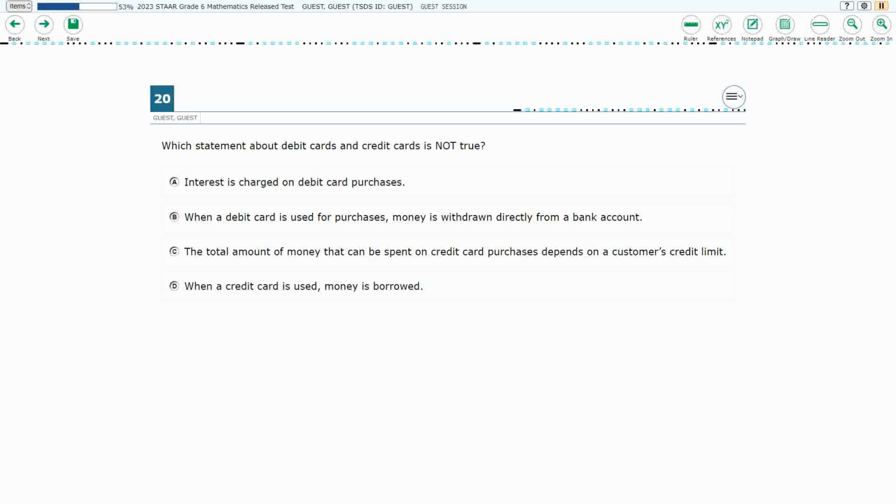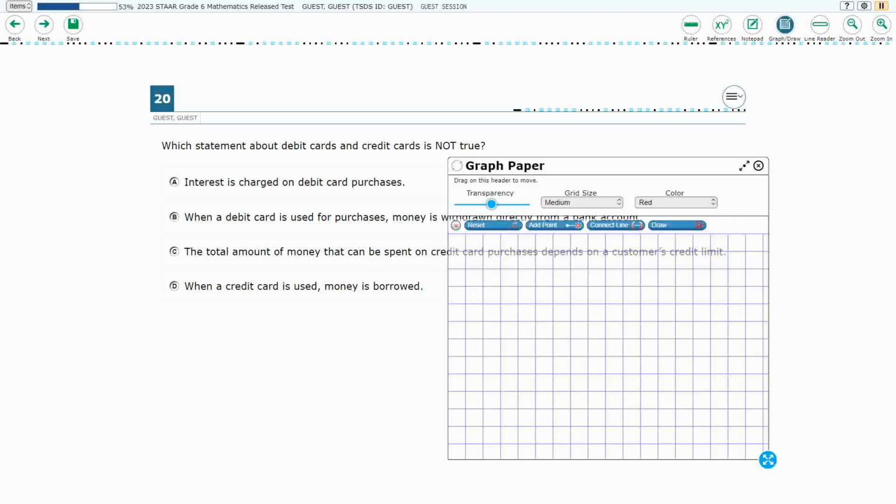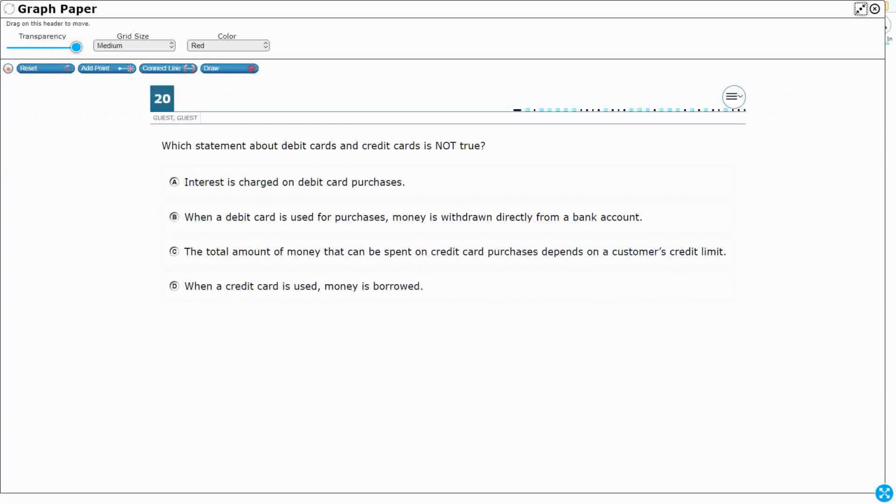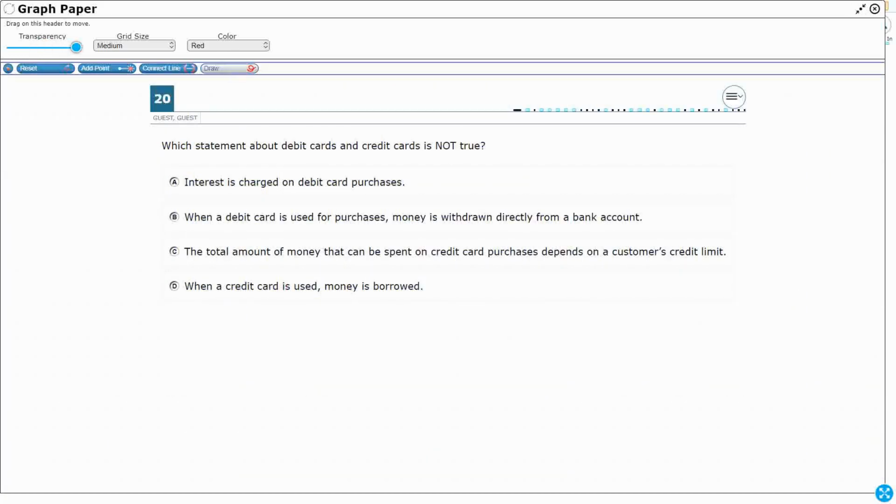So we need to find a statement about debit and credit cards that is not true. So 3 are going to be correct. 1 is going to be false. Before we do that, we definitely need to spend a little bit of time differentiating between the two. There's nothing on our reference materials about debit and credit cards.